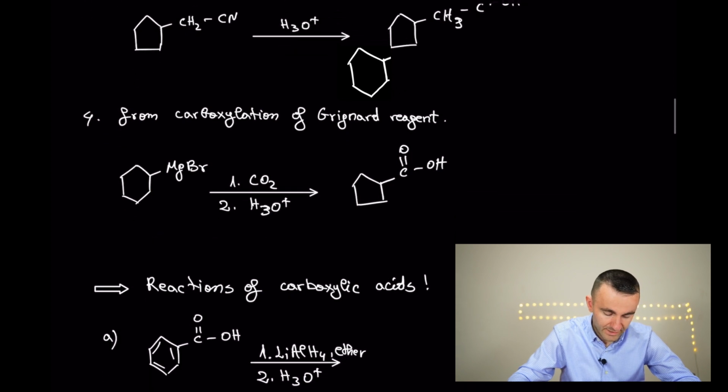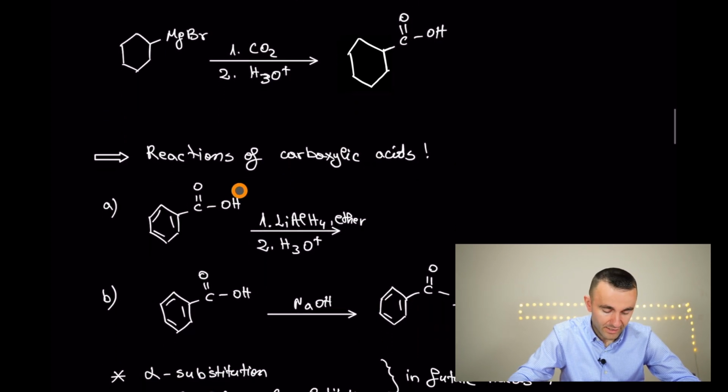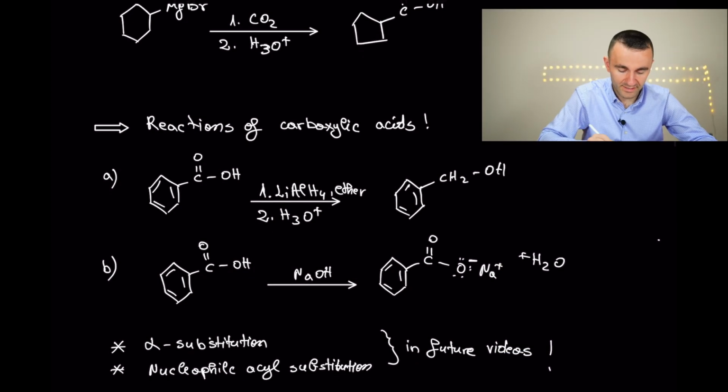Anyway, let's move to the reactions of carboxylic acids. The first one that we have seen is the reduction to yield what? To yield primary alcohols. Right? And with sodium hydroxide you can form a carboxylate salt.